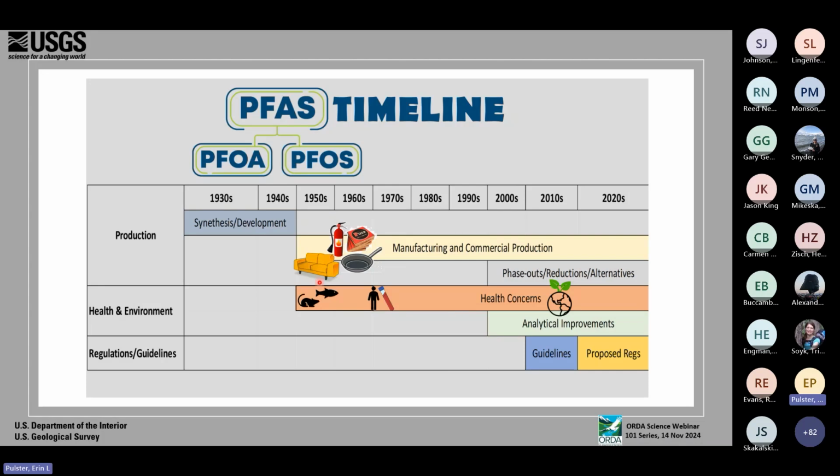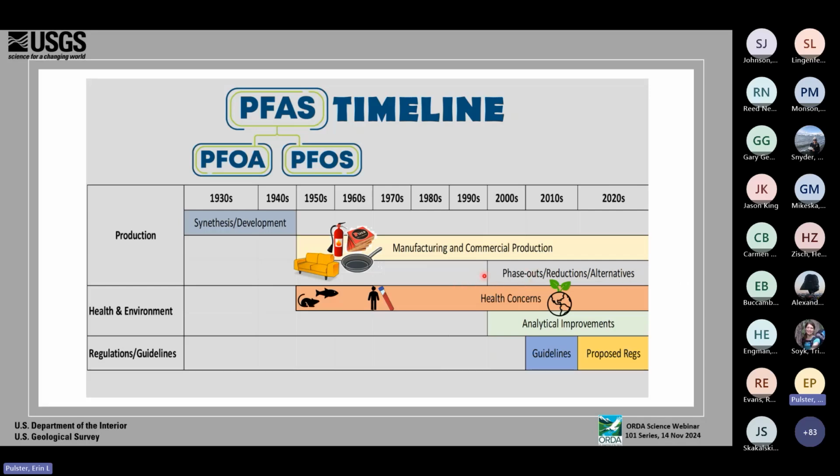So the timeline, basically, they were first synthesized back in the 1930s, late 1930s. And then by the 1950s, they were starting to be manufactured and commercially produced for things like Scotchgard. You might have heard Teflon was one of the first ones. They were starting to be used in food packaging in about the 60s, and our nonstick pots and pans came out thereafter. In the early 2000s, we started phasing out PFOS and PFOA.